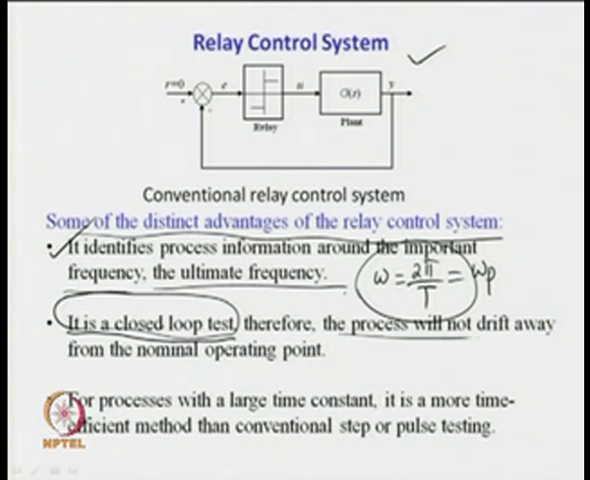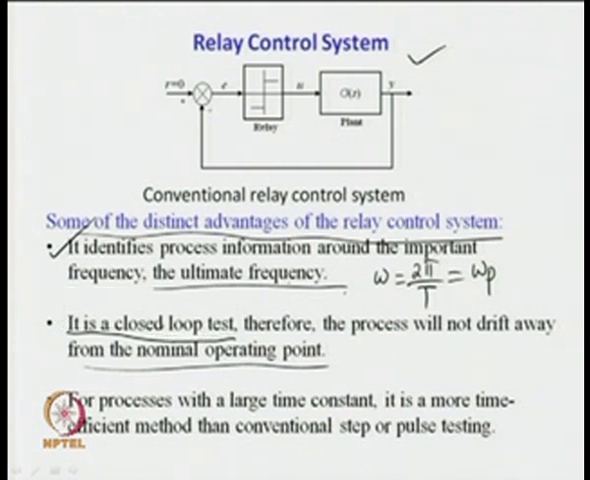Therefore, the process will not drift away from the nominal operating point. Since the process or plant always operates in closed loop and we are inducing a limit cycle or oscillatory output in closed loop, the process will not drift away from the nominal or normal operating conditions.